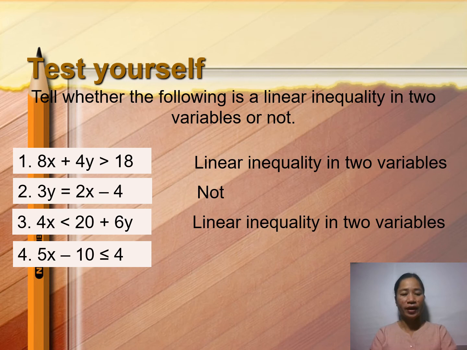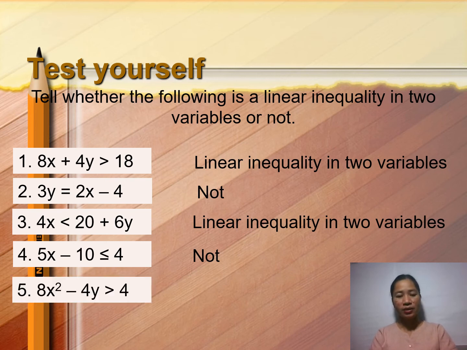Next, we have 5x minus 10 is less than or equal to 4. Not a linear inequality in two variables. So, bakit? Yes, we don't have two variables. We have only one variable here.